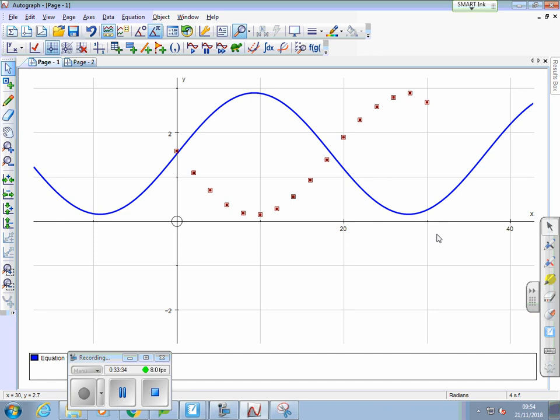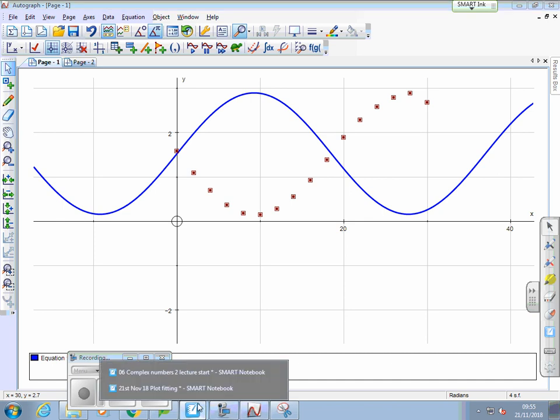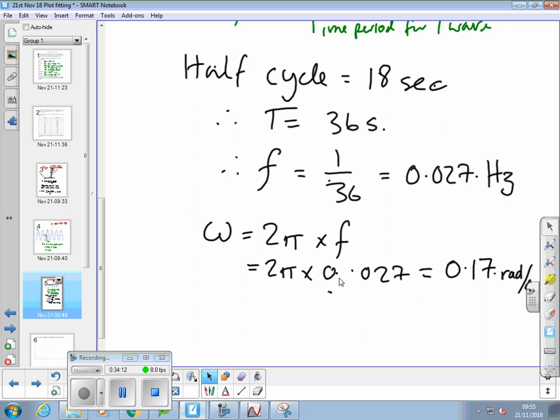What that 0.17 is saying is that it is in radians per second. So you've gone from one cycle being 36 seconds to finding out what the constant B needs to be in radians per second, and that's why I've done these calculations.